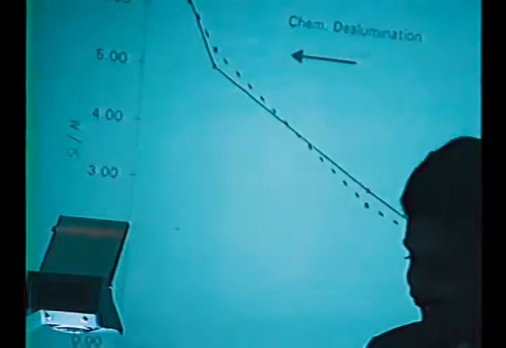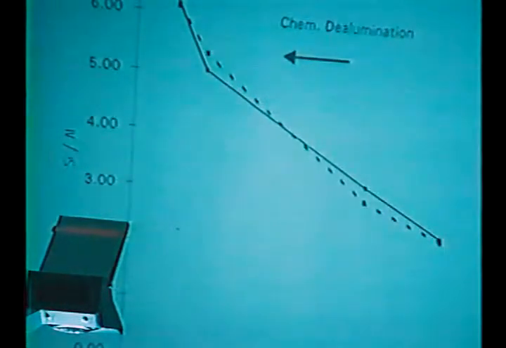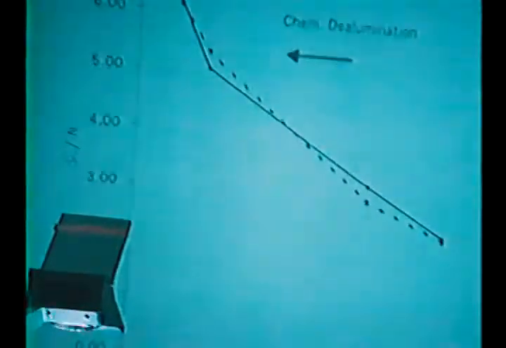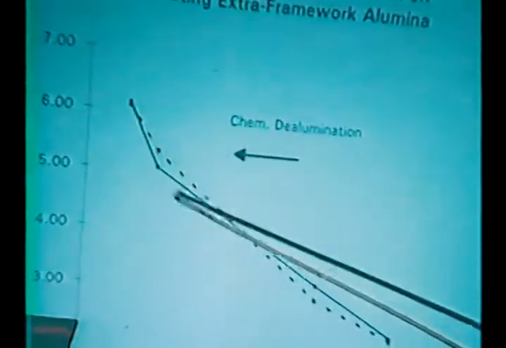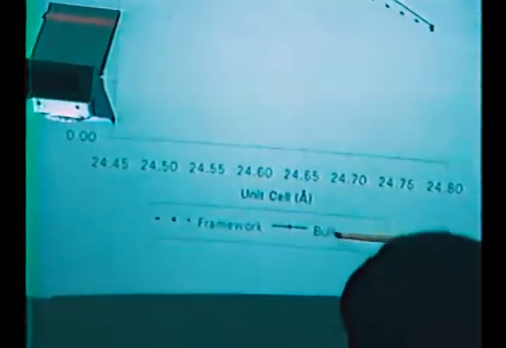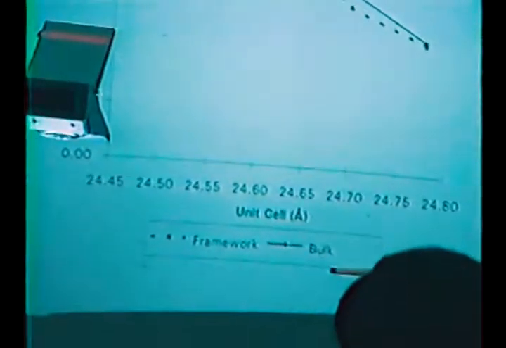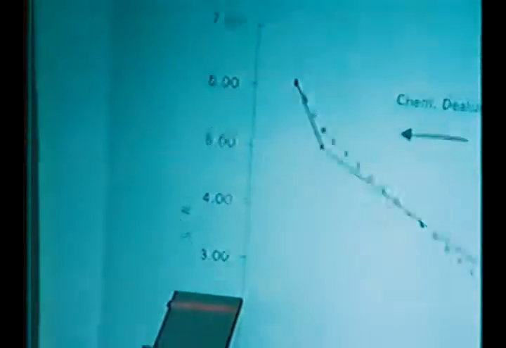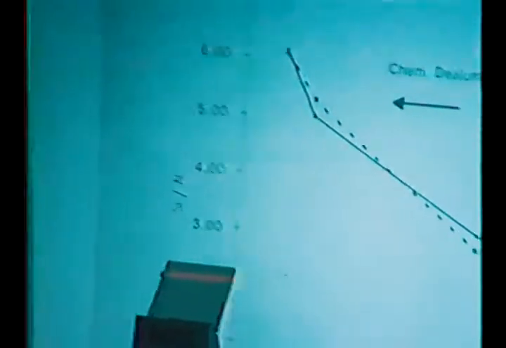So now let's look at what we get in terms of acidity of these materials. Well, before that, let's look at how these materials vary in terms of their silica alumina. For chemically dealuminated materials, there's a very good agreement between what you calculate in the framework and what you measure in the bulk by XRF. So this is another indication of the absence of extra framework aluminum in the chemically dealuminated case.